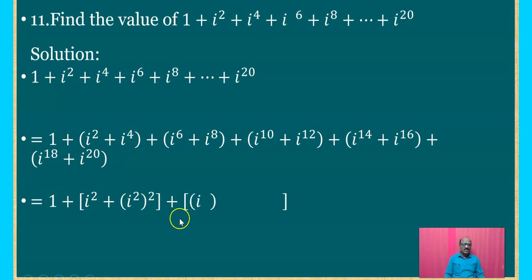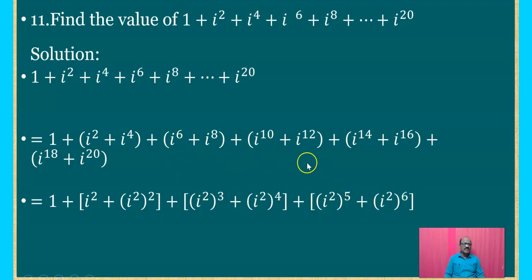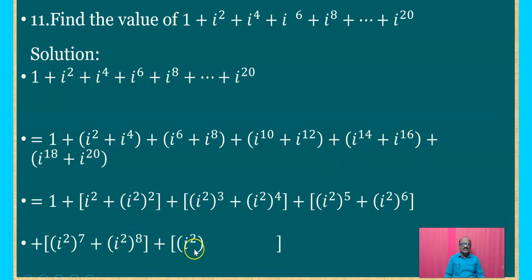What is here? i square, (i square) squared, (i square) cube, (i square) to the power 4, 5, 6, 7, 8, 9, and 10. Substitute the value. i square is minus 1. Minus 1 raised to 2 means what? Plus 1 here. And here is a minus 1. Minus 1 and plus 1 get cancelled.